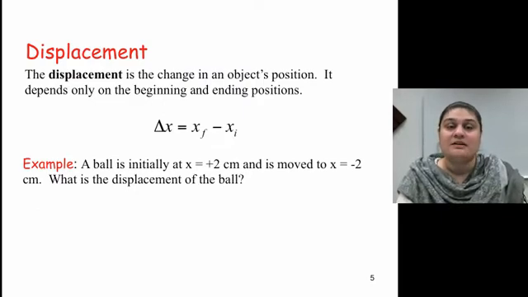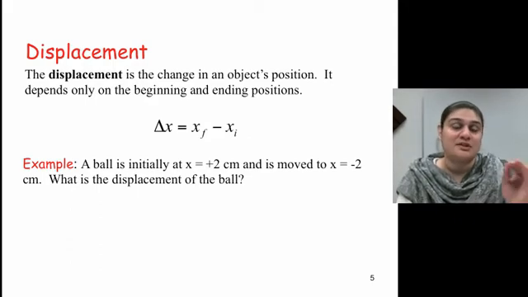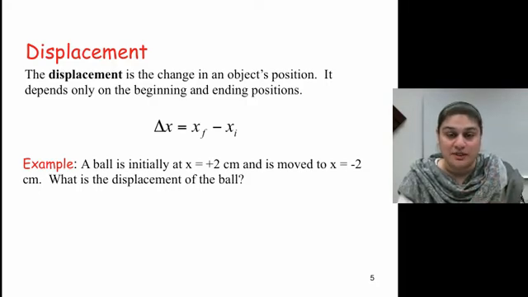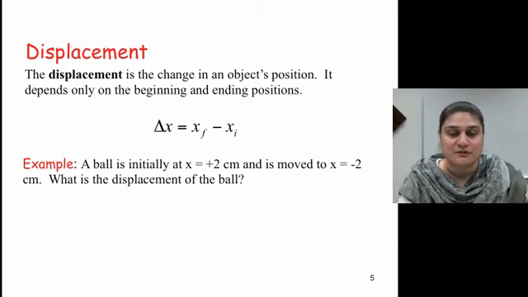Displacement, on the other hand, is a change in the object's position. It depends on the beginning and the end positions, and not any of the positions that your object may have taken while moving from one spot to another. So displacement, in other words, is the shortest distance between the 2 points, defined by xf, which is the final position, and xi, which is the initial position of your object.